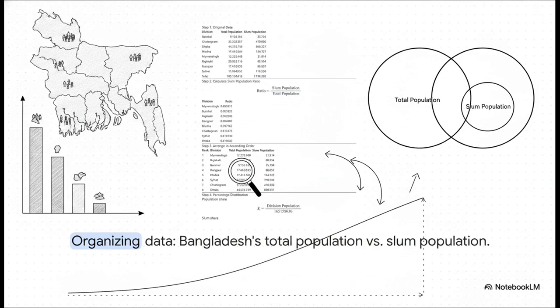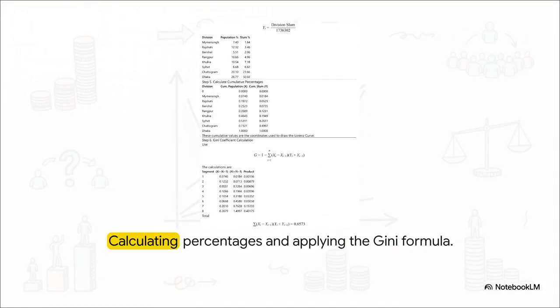Then we just figure out what exact percentage of the country's total population and what percentage of the total slum population lives in each of these specific divisions. Next, we calculate the cumulative percentages for both of those populations. We just keep a running total, adding each division's share step by step until we hit exactly 100% at Dhaka for both the total population variable, which is our x-axis, and the slum population variable, our y-axis. Once we've got those cumulative coordinates, we plug them right into our formula to find the precise area between our real-world data and that hypothetical line of perfect equality.